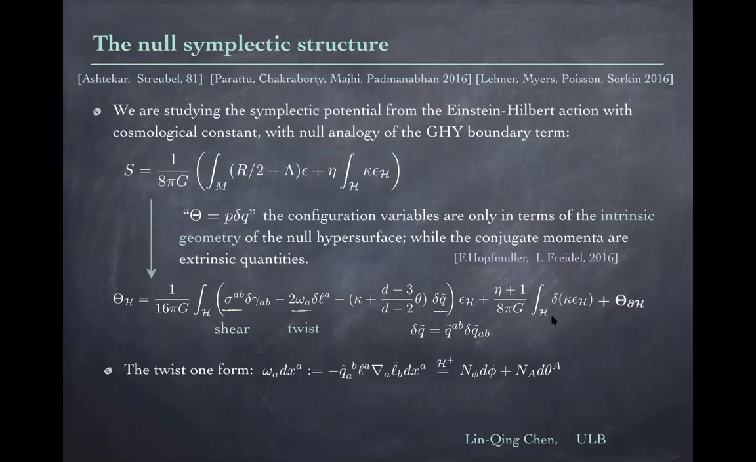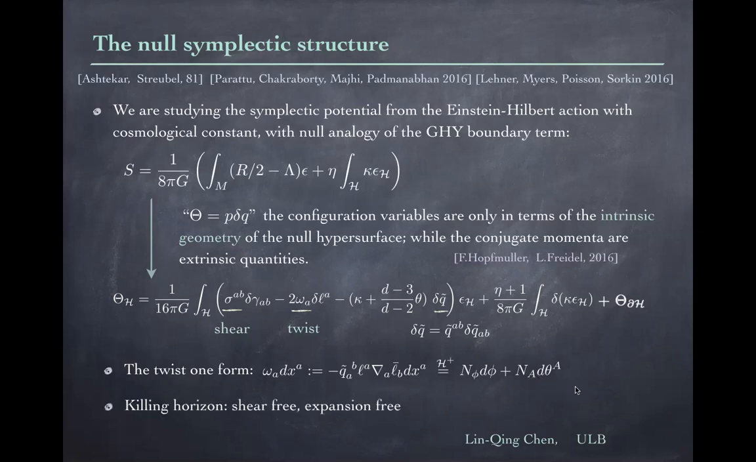Then we also have the total derivative, an exact piece of the symplectic potential, which comes from the boundary term you add to the Einstein-Hilbert action, and also some corner term. The corner term is usually very important in the analysis, but in our case, because at the end it didn't shift the central extension, we do not show the form of it here on the slides. And the twist 1-form on the horizon can be evaluated very simply as this angular momentum aspect and the other piece.